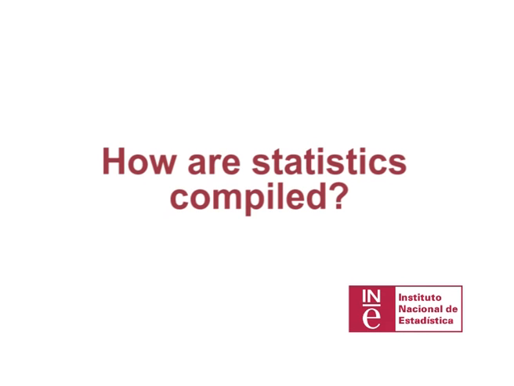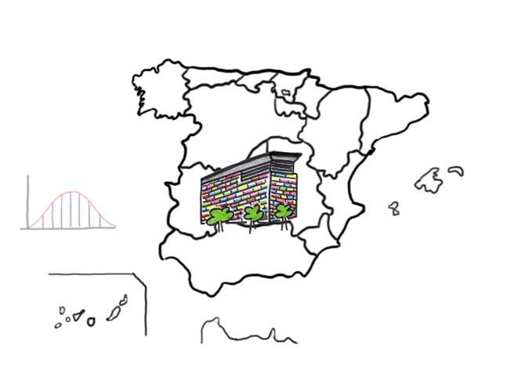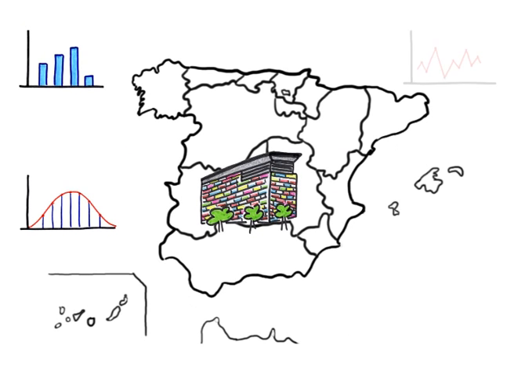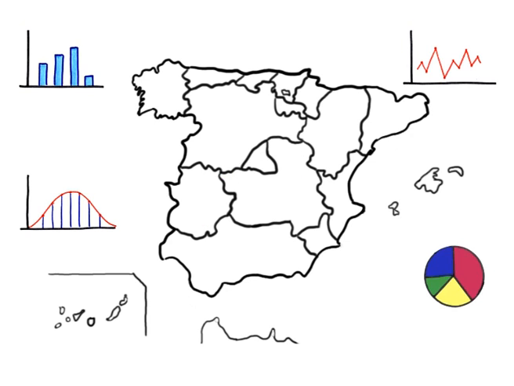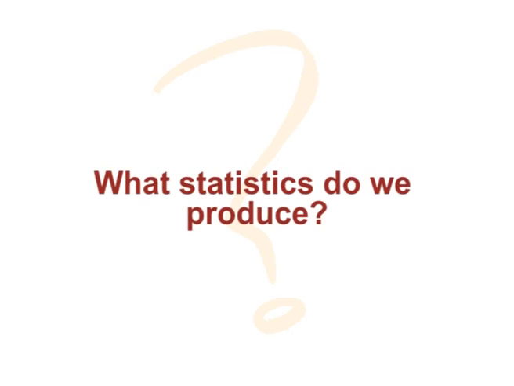How are statistics compiled? These statistics prepared by the INE are studies of the situation of the population, the economy, and Spanish society. There is a considerable amount of work to be carried out before its results are made available to everyone. We begin by deciding which statistics to perform.